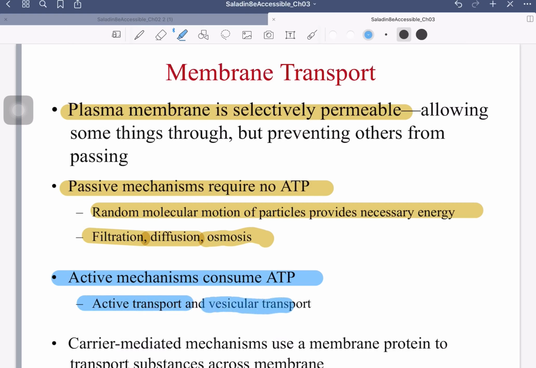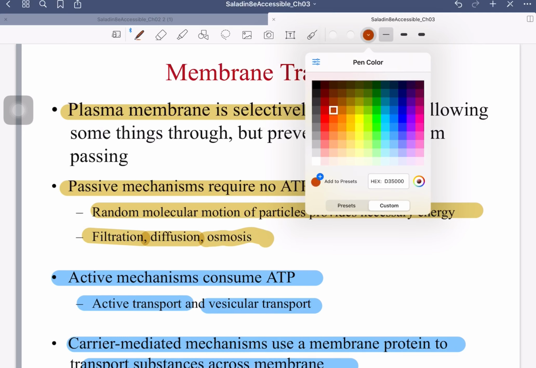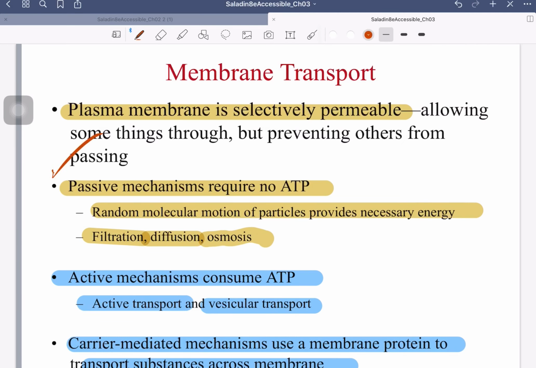Collectively, they tend to be called active transport mechanisms. And another example is vesicular transport. Now, we also have carrier-mediated mechanisms, which use a membrane protein to move things across. So these are just some of our basic subgroups. We have basically our passive versus active. Under passive, we have filtration, diffusion, osmosis. Under active, we have active transport, vesicular transport, and also another type of transport which is called carrier-mediated. It's good to get familiar with where these terms fit in to the overall structure, because we're going to look at each one of these in detail.